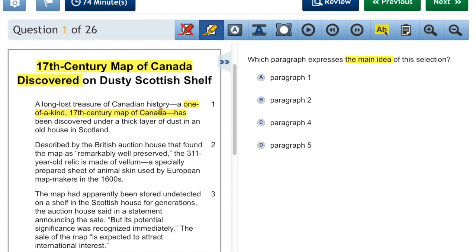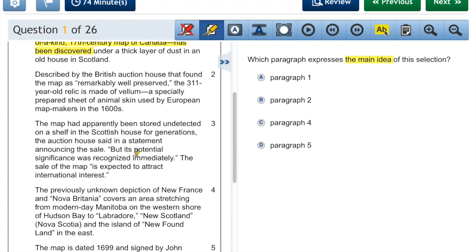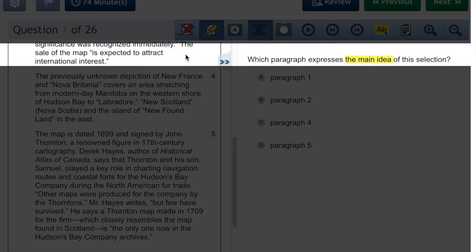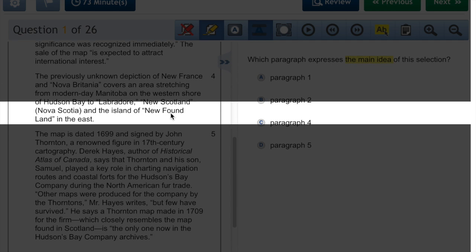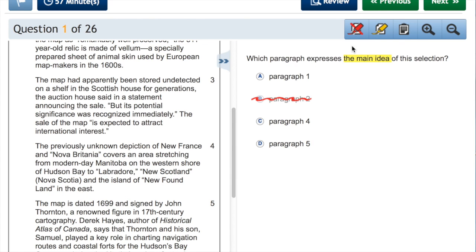So you can highlight things from the title, from the article itself. Maybe you might want to use the line reader function to help you scroll through and skim and scan as you're reading the article, looking for clues to help you answer this question. Next, I'm going to take my red strikeout tool, eliminate any answer that I know is wrong. I'm going to deselect it and then make the correct choice.